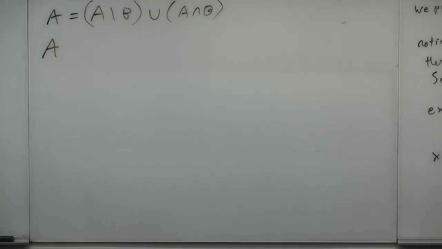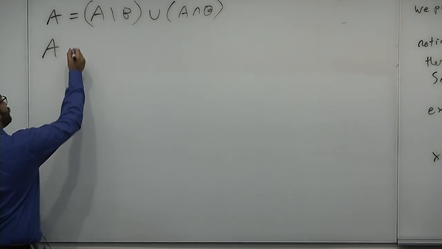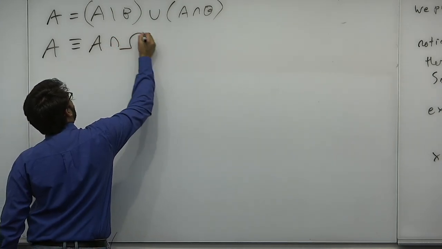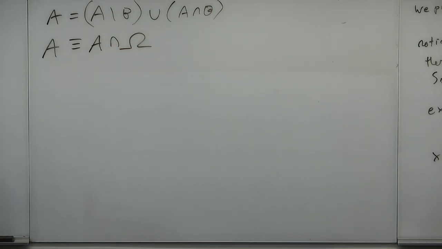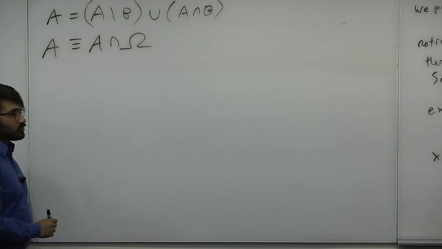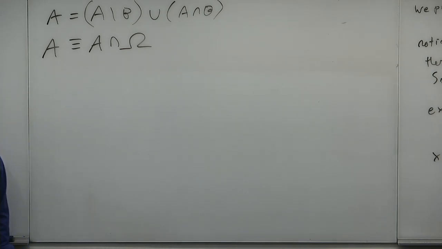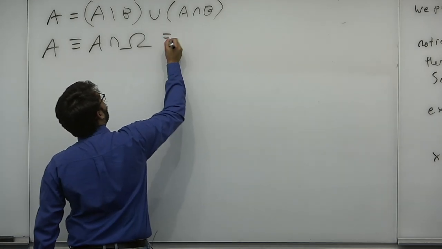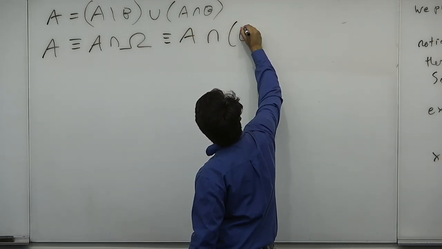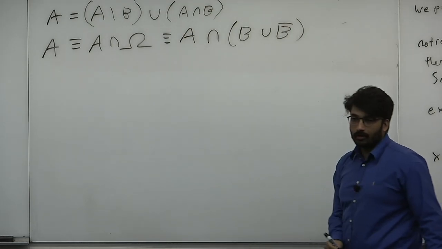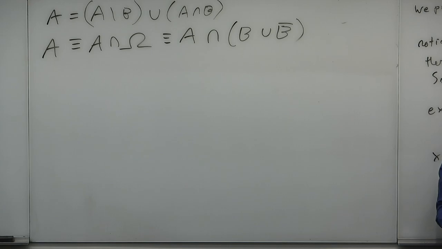Just as a mental map. When you do this, you should be doing this for propositional logic and not sets, even though we did give you the laws of thought for sets. A is equal to, convince yourself that this is equivalent to, A intersect the universe of discourse. What's the name of that law? Let's not remember it right now. But we believe that to be true. That's the definition of A: A is that which is intersected with the universe of discourse. Now, what is the universe of discourse? Everything in the universe of discourse is either in B or not in B. Therefore, the universe of discourse is equal to B union B complement. What should we do from here? What's the next step?